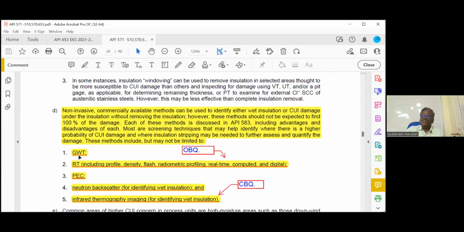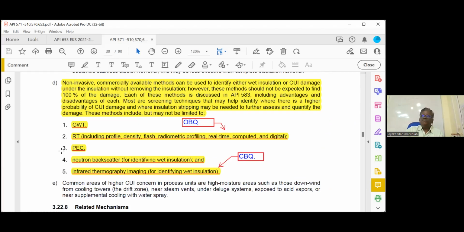GWT, guided wave testing. Guided wave testing is a long range UT. Both are the same. I will show a video if I have time. Yes, RT, including profile radiography, density radiography, all we can use. PEC is pulsed eddy current, and a neutron backscatter for identifying wet insulation, and infrared thermography also for wet insulation.